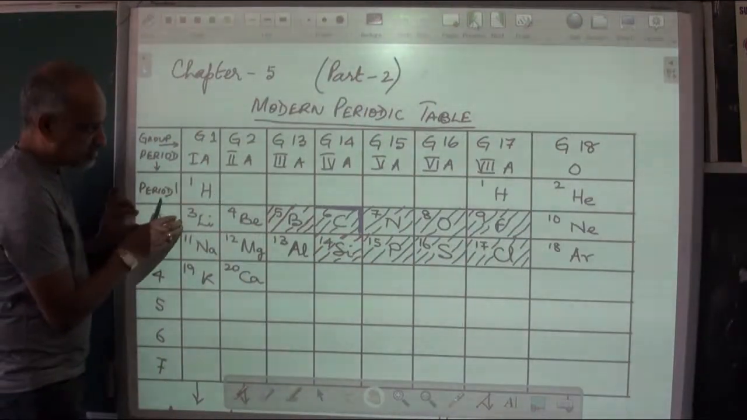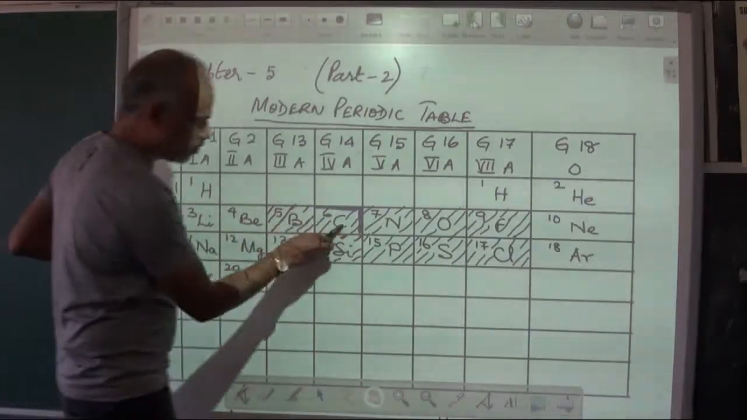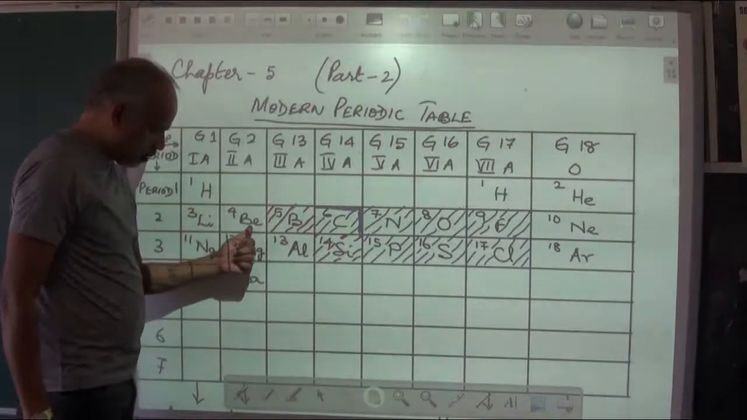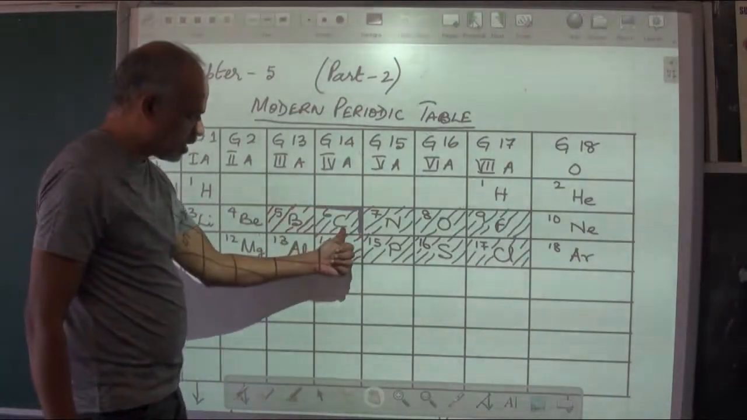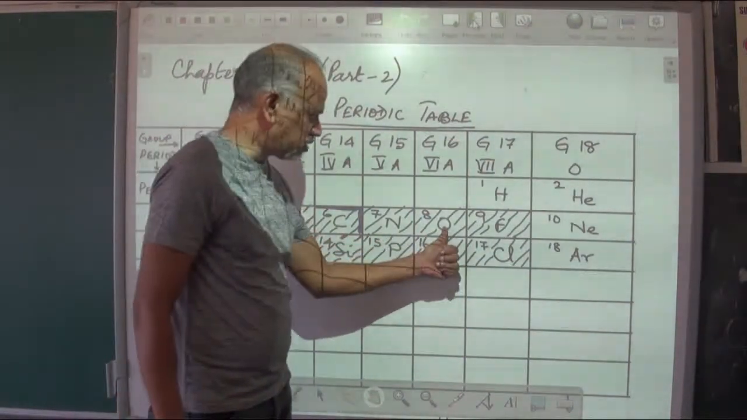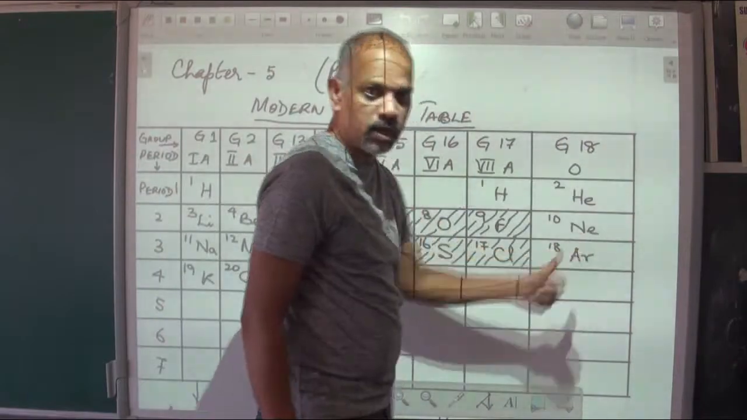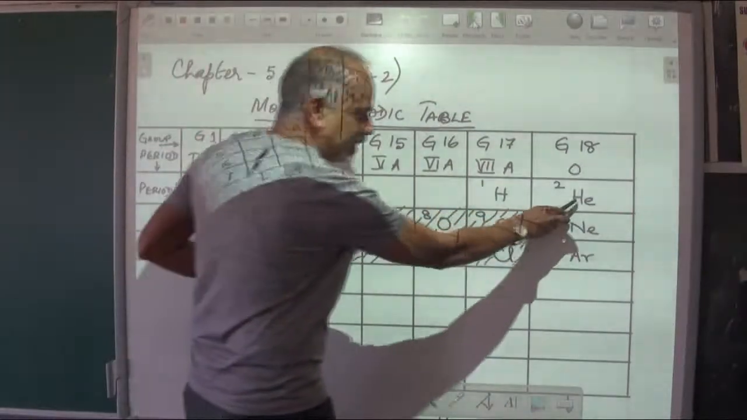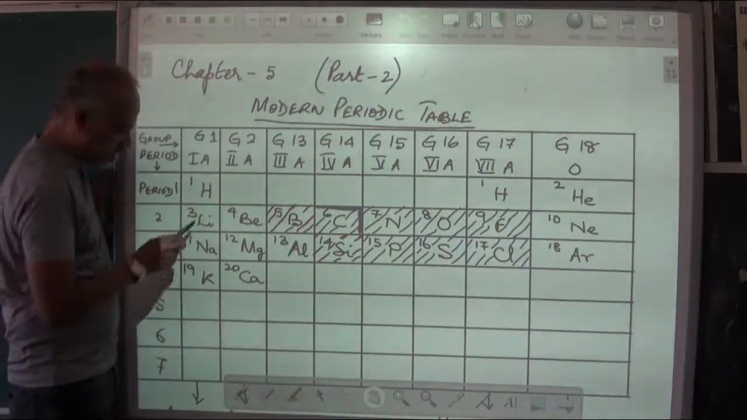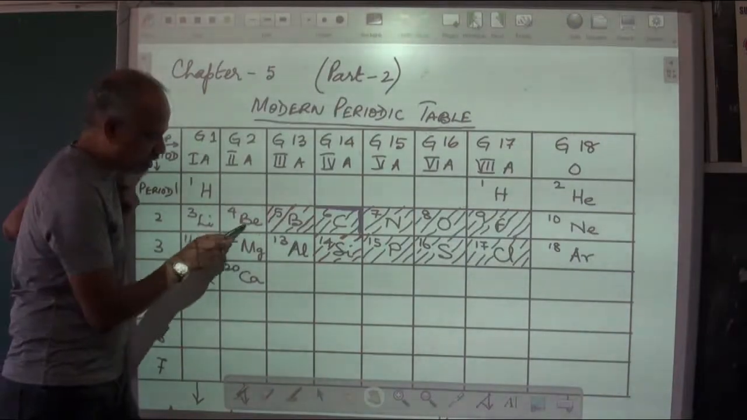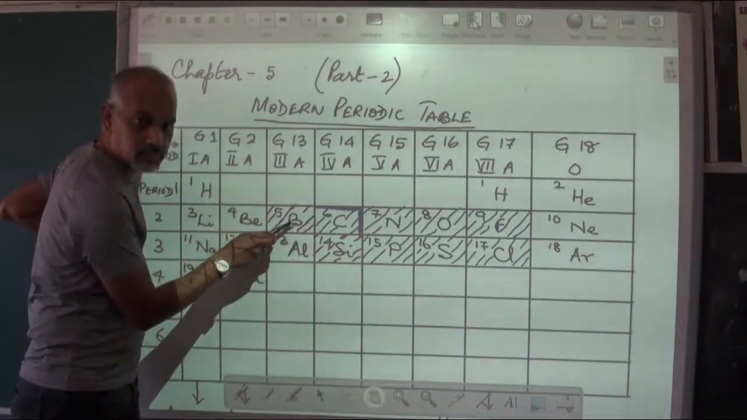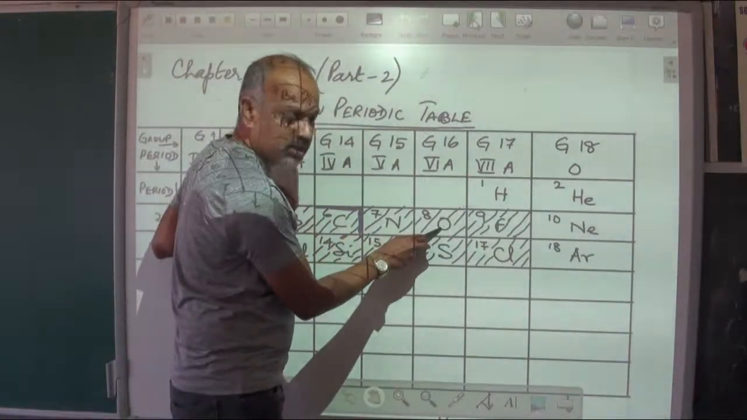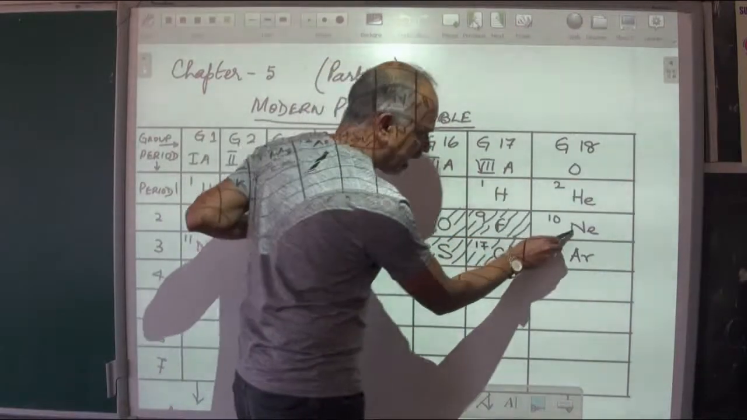Period 2 has 8 elements here. 1, 2, 3, 4, 5, 6, 7 and 8. There is lithium, beryllium, boron, carbon, nitrogen, oxygen, fluorine, neon. I'll repeat. Period 1 has hydrogen and helium. Period 2 has Li is lithium, Be is beryllium, B is boron, C is carbon, N is nitrogen, O is oxygen, F is fluorine and Ne is neon.